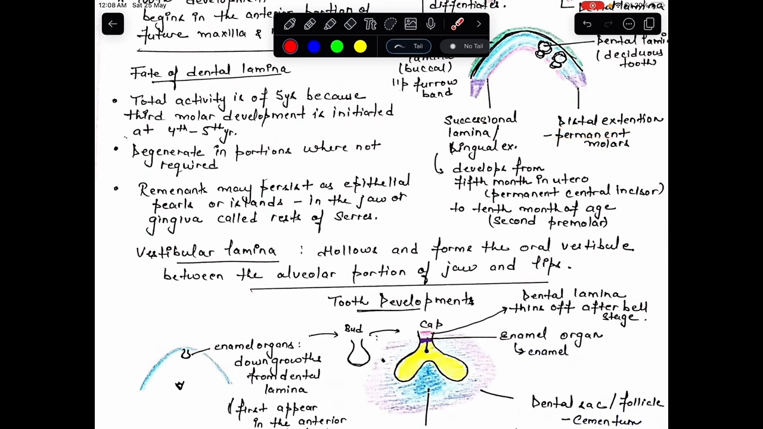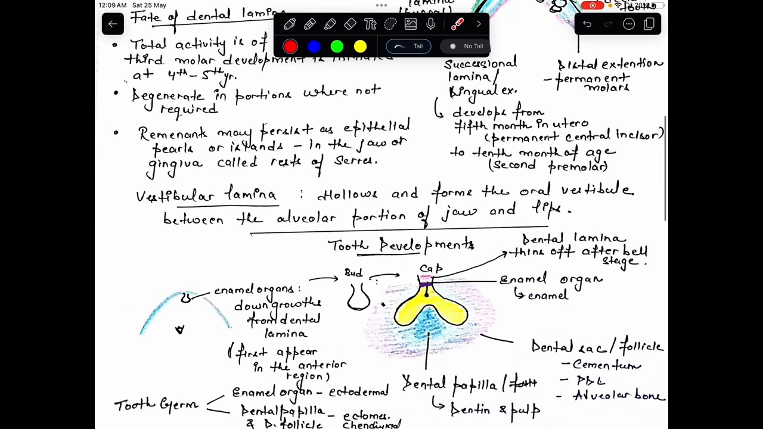All right. Now coming on to the fate of the dental lamina. The activity of the dental lamina is about 5 years, because the last tooth that is formed, the third molar, starts development around 4 to 5 years. But if the central incisor has been developed, the activity there is not required, so the dental lamina over there will degenerate. It won't be active in the central incisor region, but it will be active in the distal extension where the molar is developing.